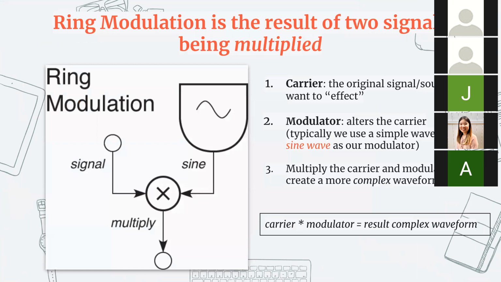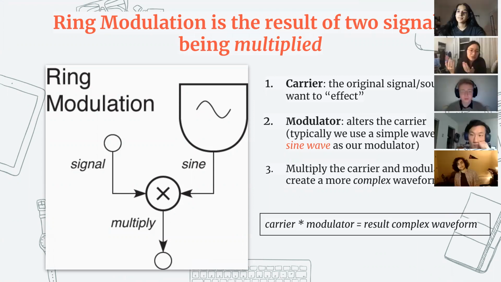So now we're going to go into ring modulation itself. It's actually a fairly simple form of signal processing. It's essentially multiplying two signals, so multiplying two sound waves together. Each of these signals has a special name.